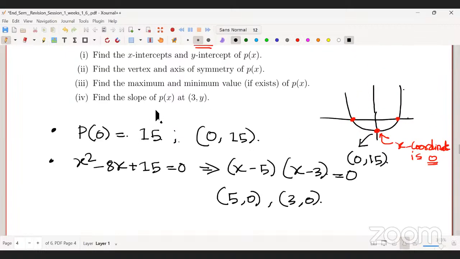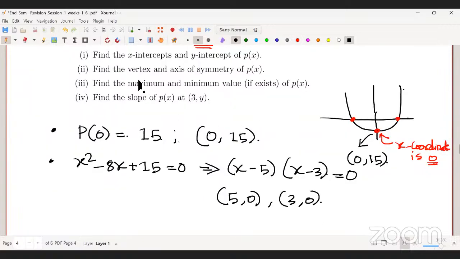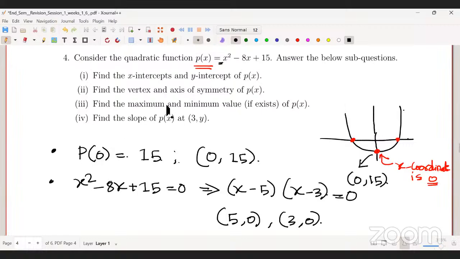So the next thing is the vertex and the axis of symmetry. So what is the vertex of this parabola? The axis of symmetry is x equal to 4. No, I'm asking about the vertex. Minus b by 2a gives 4, and the y coordinate is minus 1. Yeah, so the vertex is (4, -1).